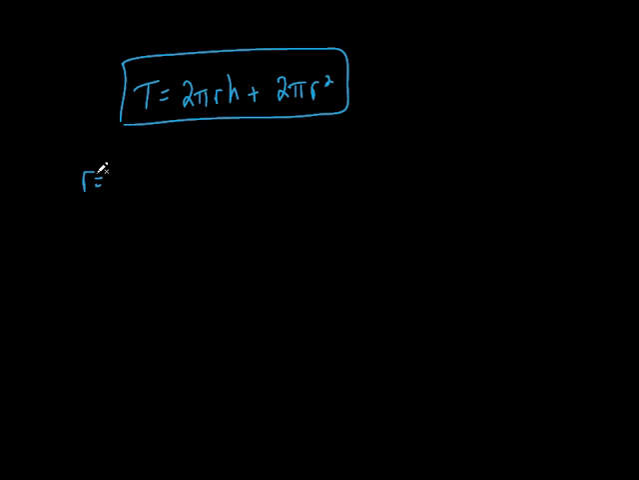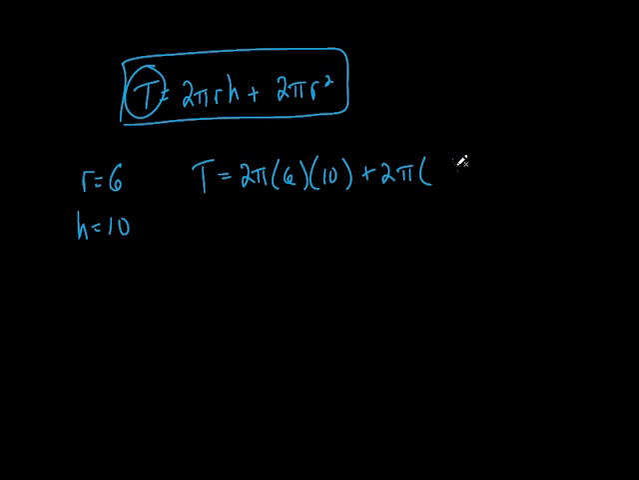This is the surface area of a cylinder. The radius is 6, and the height is 10. This is just plugging and chugging. And you have to find the surface area. This T represents the total surface area. So all I got to do is just plug this stuff in and see what I get. So let's see what happens. 2 pi r h. So the r is 6 and the h is 10. Plus 2 pi, and then it's r squared. So I put the r right here and I square the r.